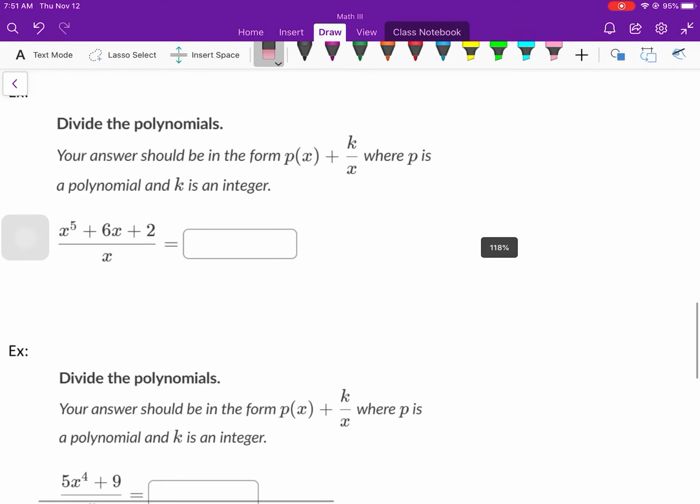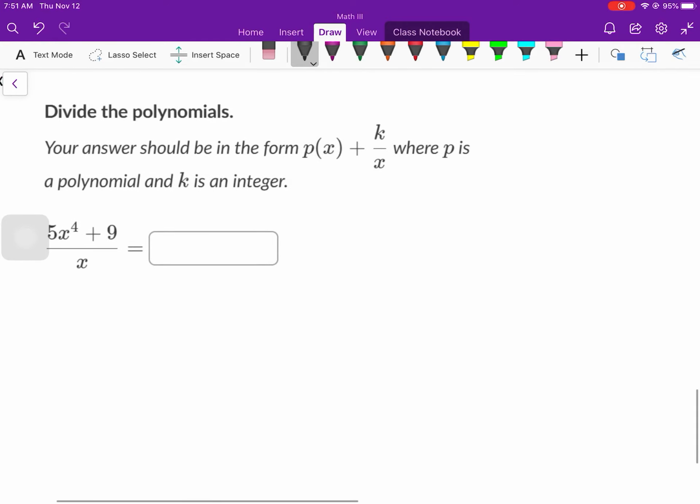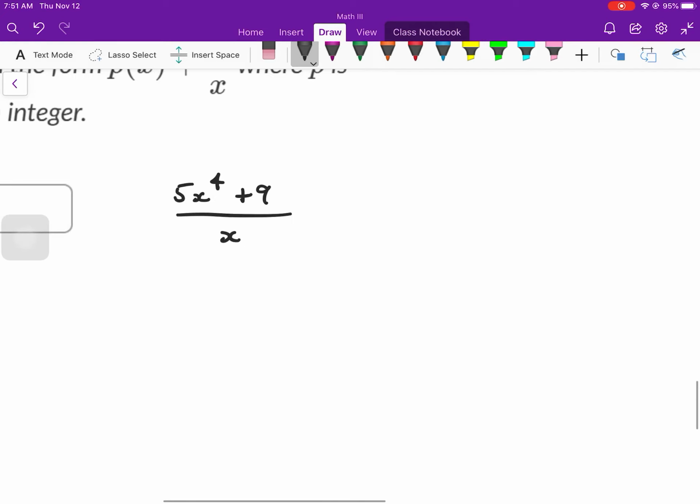Here's another example, and let me just skip down to this one. Sometimes when they look a little bit different from the examples, everyone kind of freaks out and doesn't know what to do. But sometimes it just means it's easier, and this is one of those cases. So I'm going to take this and divide each term by x.